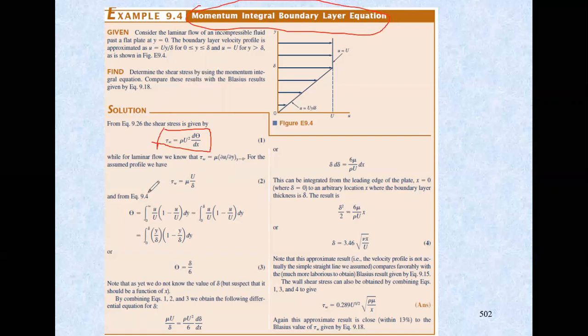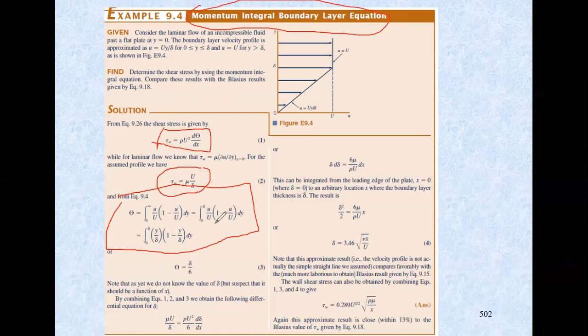And for the laminar flow, we know also tau_w equal to mu du/dy at y equal to 0. So at y equal to 0, we have this tau_w is equal to mu U over delta over here. And then from the equation of the momentum boundary layer thickness, this is the definition of the momentum boundary layer thickness. Then we try to integrate from 0 to infinity, of dy, okay.